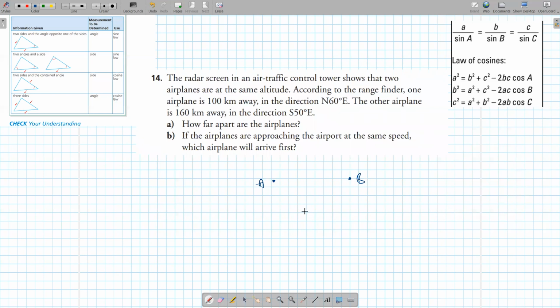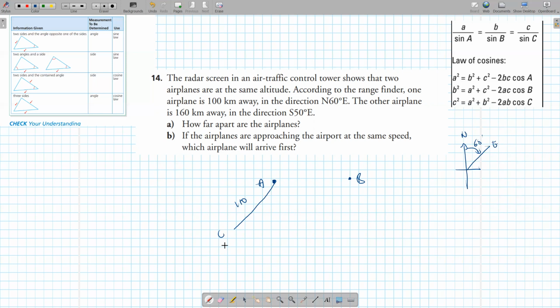So let's say the rangefinder is somewhere here. Actually, let's first identify where north 60 degrees east is. That means first you go north, and then from that position, you go 60 degrees towards the east side. So this distance is going to be 100 kilometers, and this is the rangefinder. Cool?